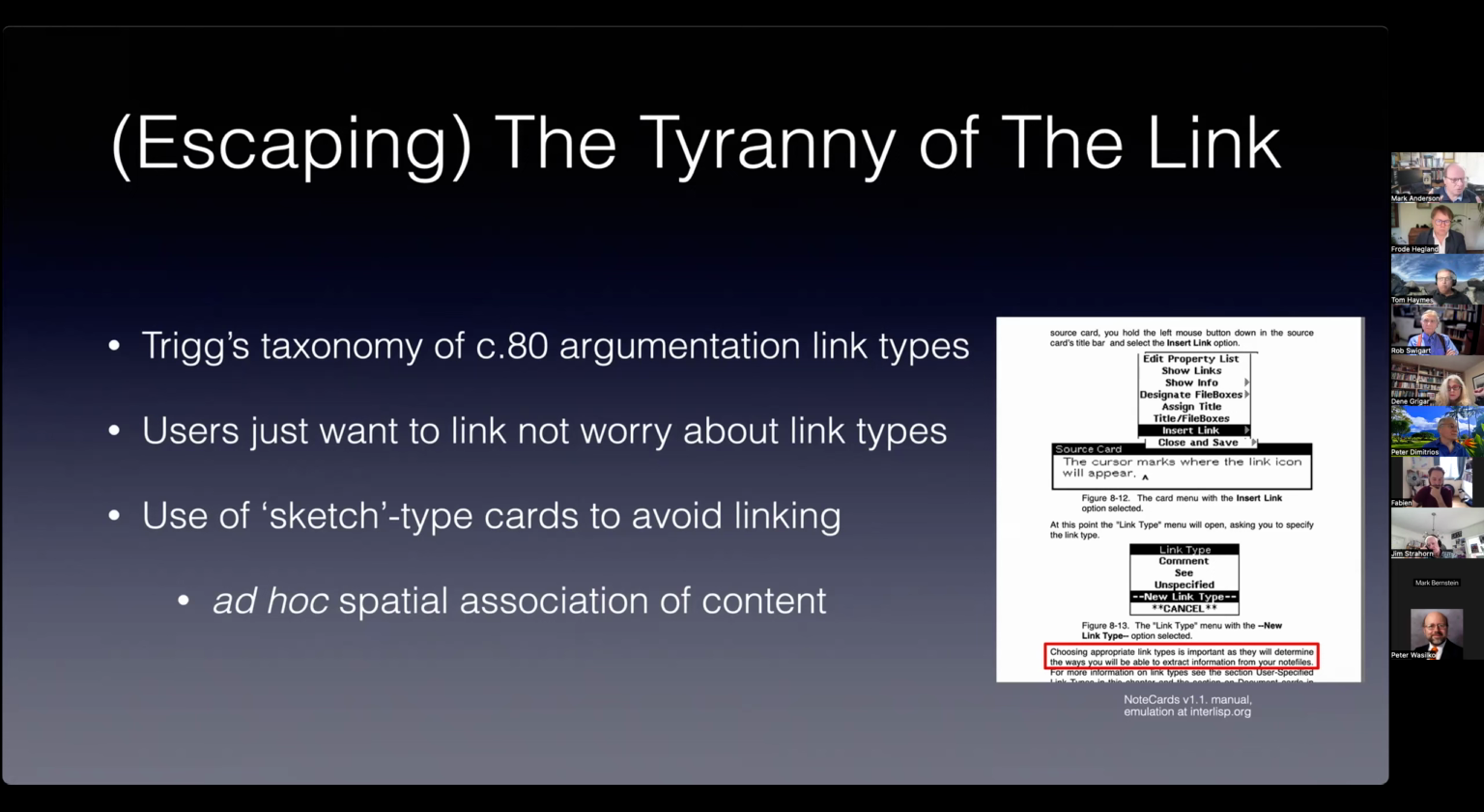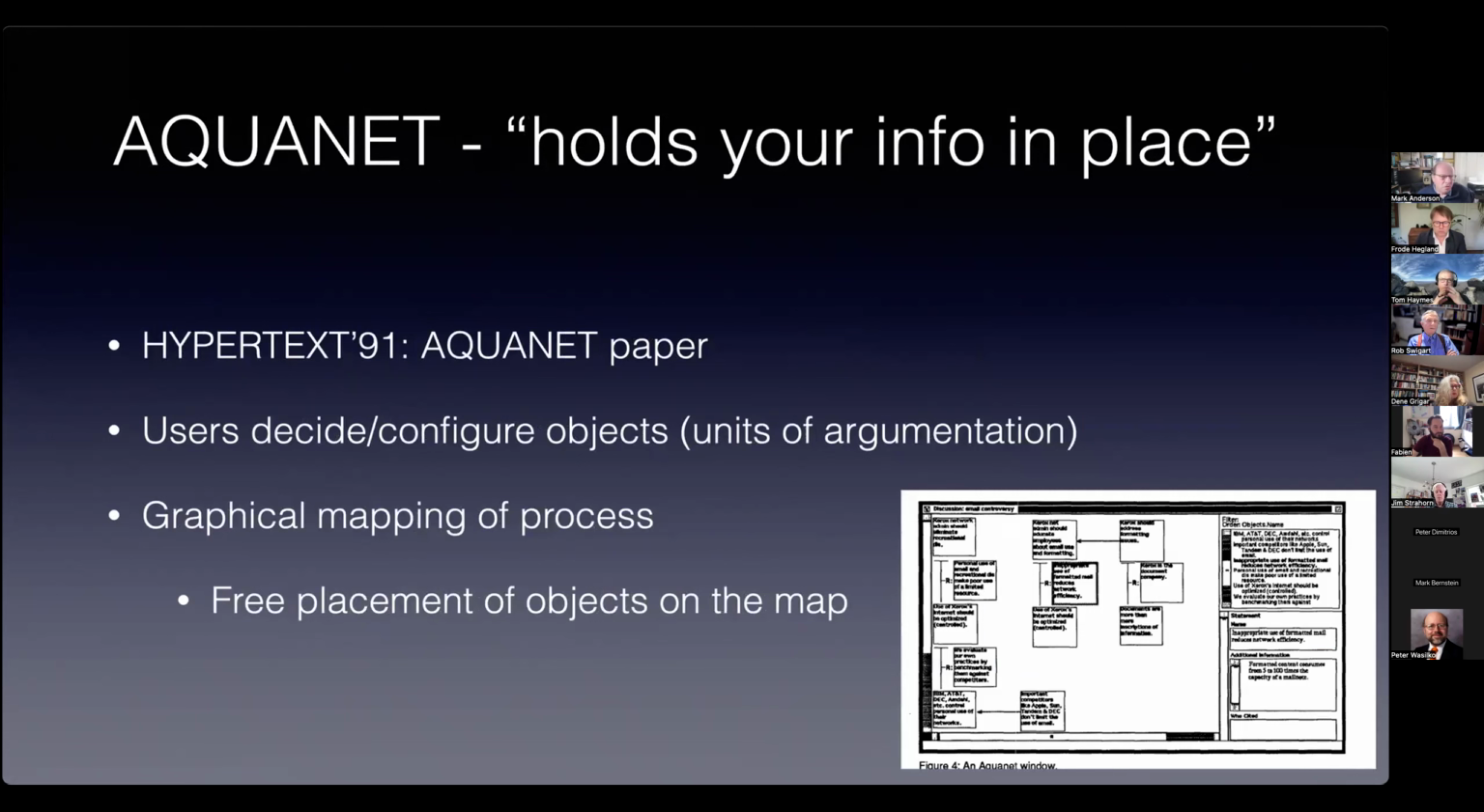It was an answer they didn't have in their mind at that moment. And what was discovered is they were using a type of card in the system called a sketch card, where you could essentially make a diagram. And lo and behold, they were making ad hoc diagrams where they were using almost a spatial association of their content to indicate the linkage, thus circumventing the tyranny of the link.